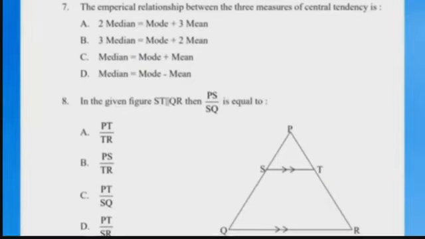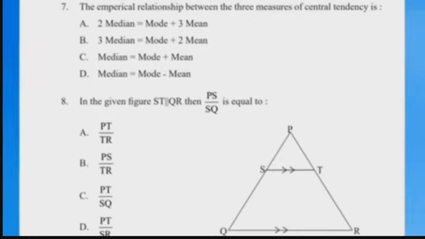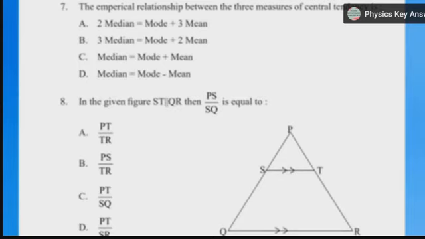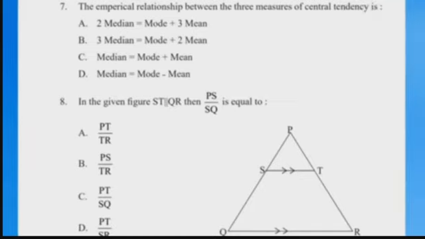The empirical relationship between the three measures of central tendency is. This question comes under the statistics chapter, children. It's a relationship between mean, mode and median. So the answer will be 3 median equals mode plus 2 mean. So the B option is correct, and you need to shade the B option. Okay. Moving on to the next question.